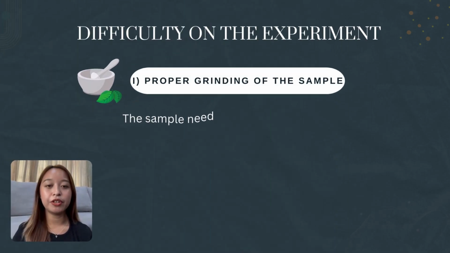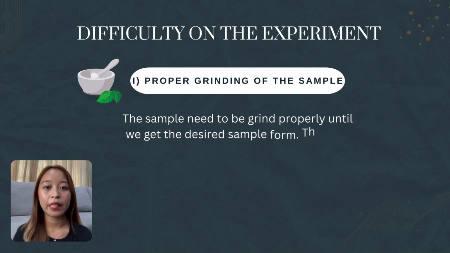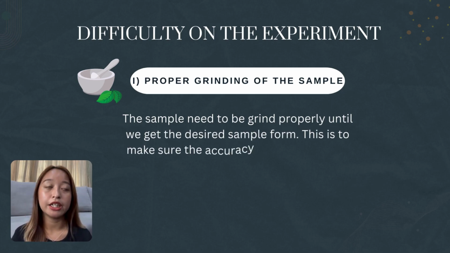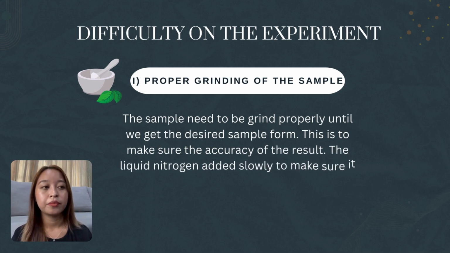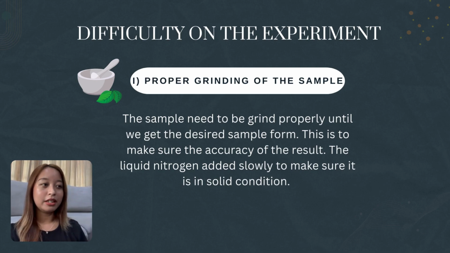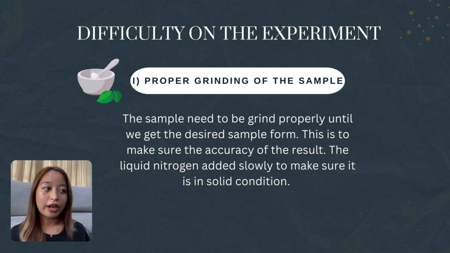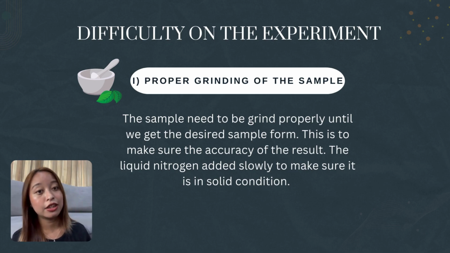So next, in this video, I will talk about the difficulties in the experiment. In the experiment, we encountered and experienced some difficulty during the preparation. The first one is proper grinding of the sample. The sample needs to be ground properly until we get the desired sample form. This is to make sure of the accuracy of the result. The liquid nitrogen is added slowly to make sure it is in a solid condition.